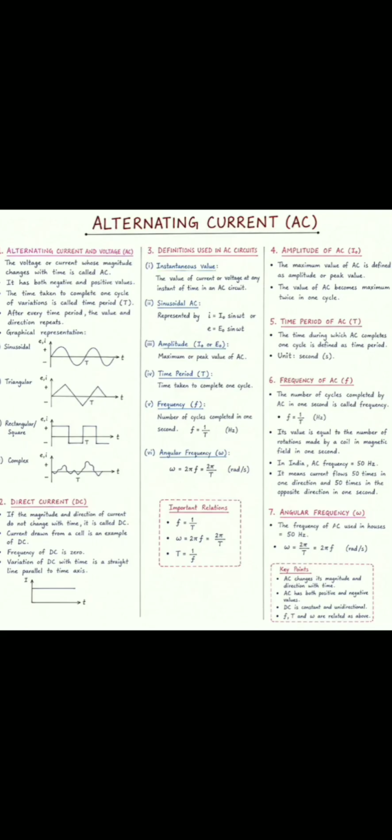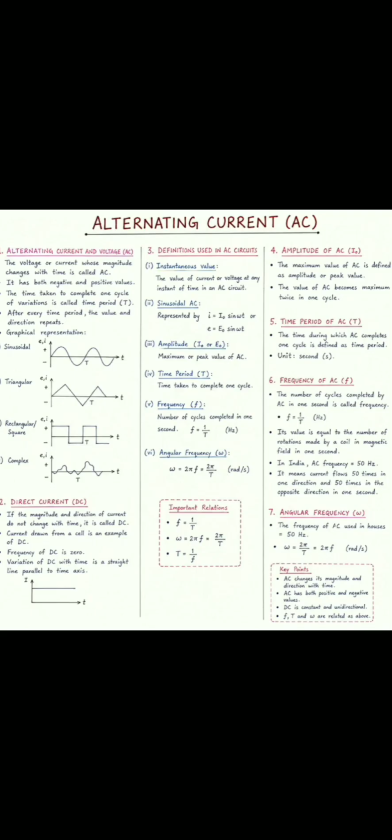The time taken to complete one cycle of variation is called the time period. Alternating means changing, like that the voltage or current whose magnitude changes with time is called AC, and it has both negative and positive values. The time taken to complete one cycle of variation is called time period, and after every time period the value and direction will repeat. The graphical representation can be sinusoidal, triangular, rectangular, or complex.